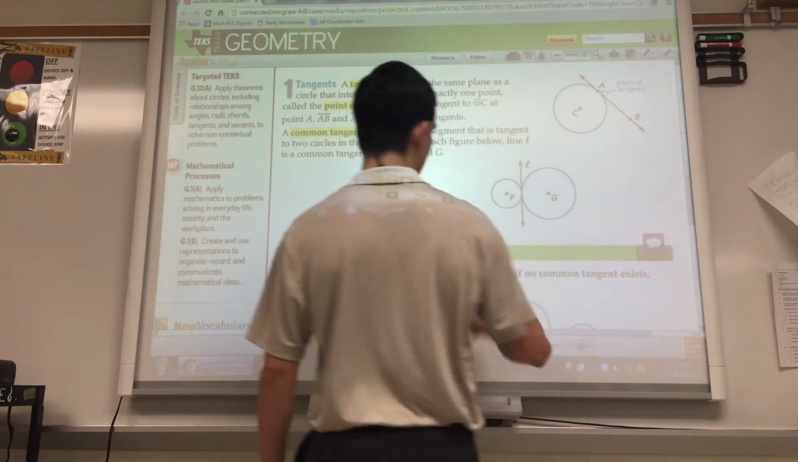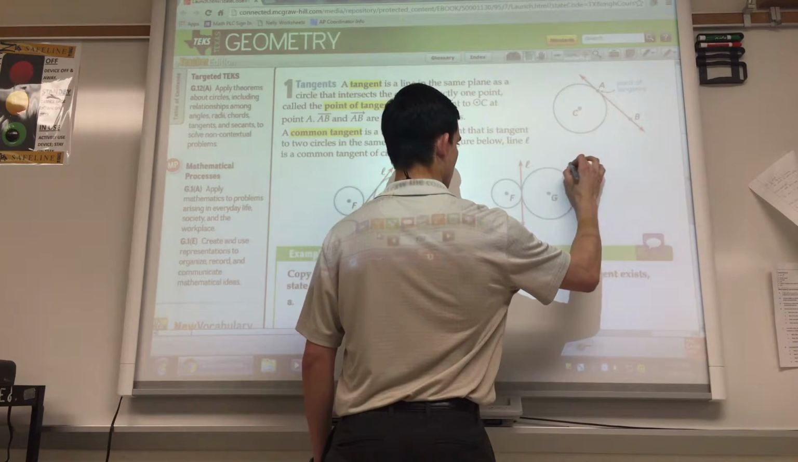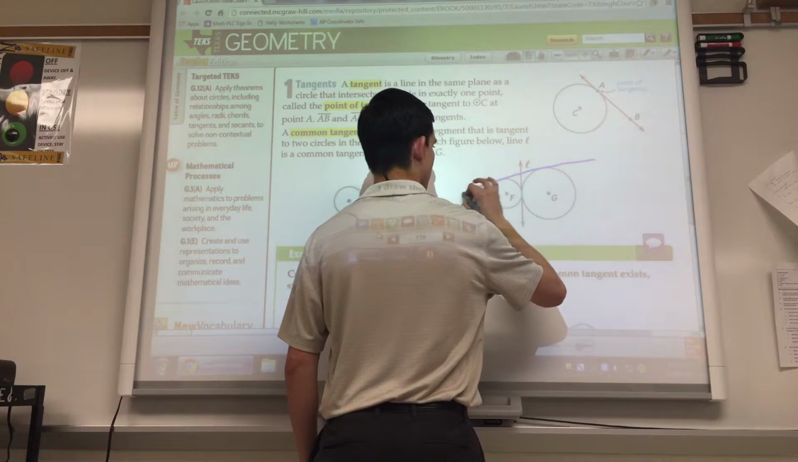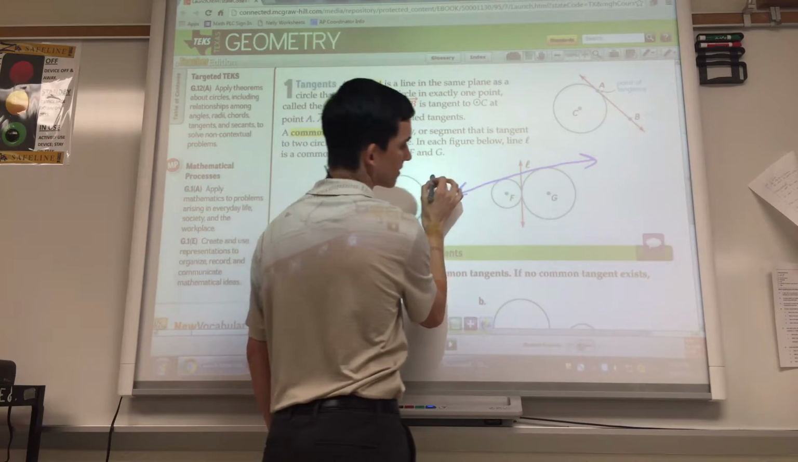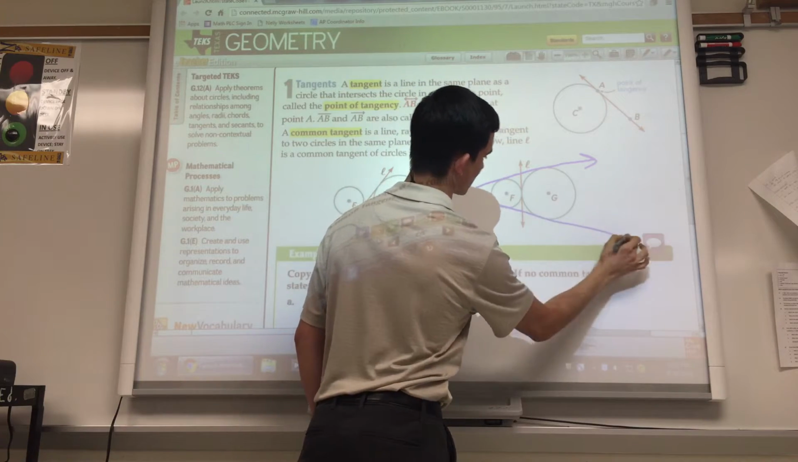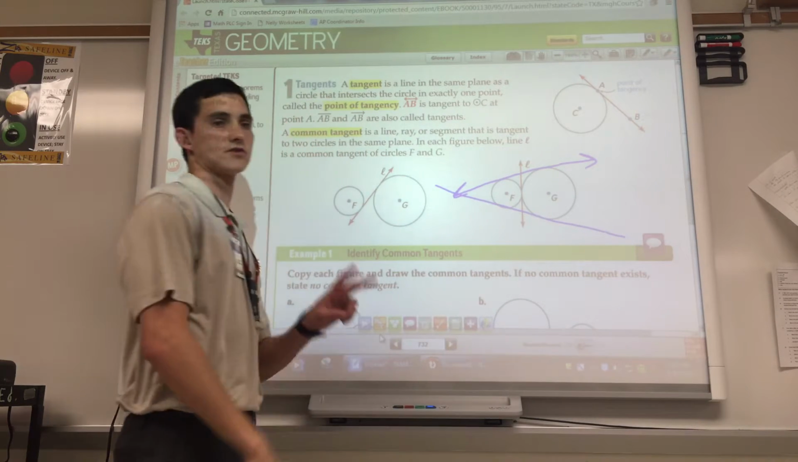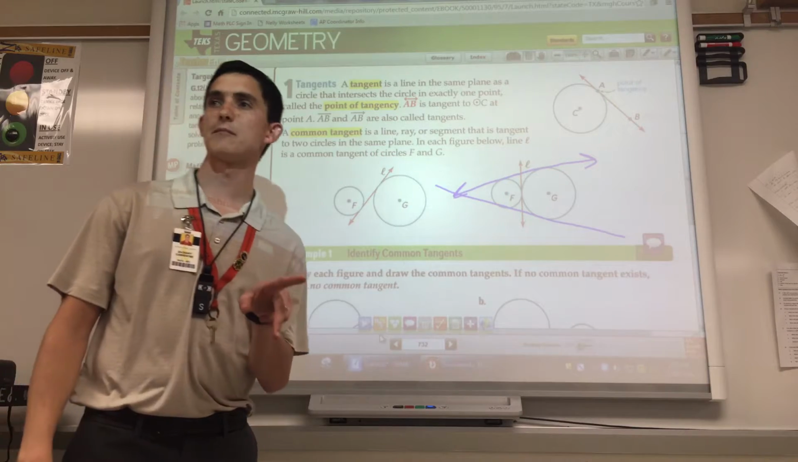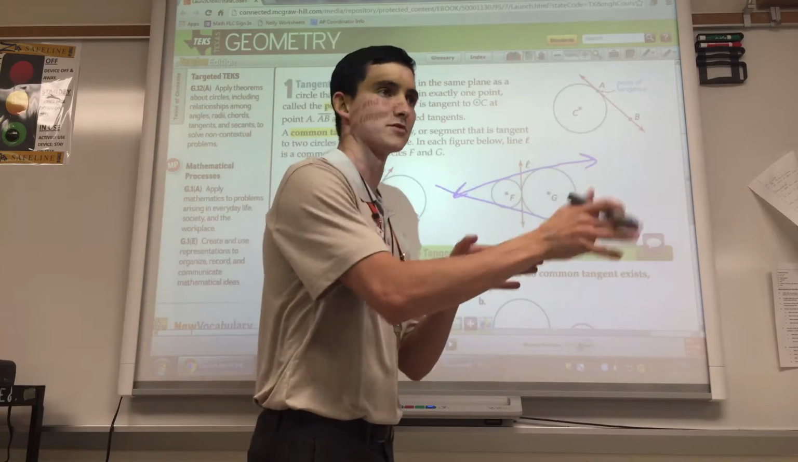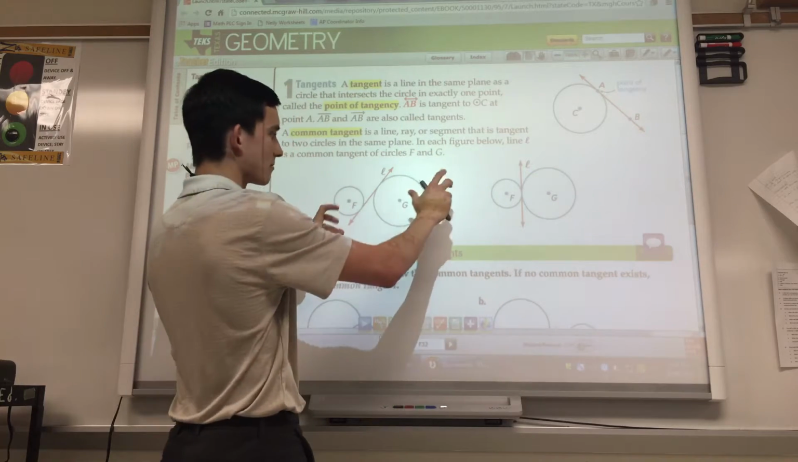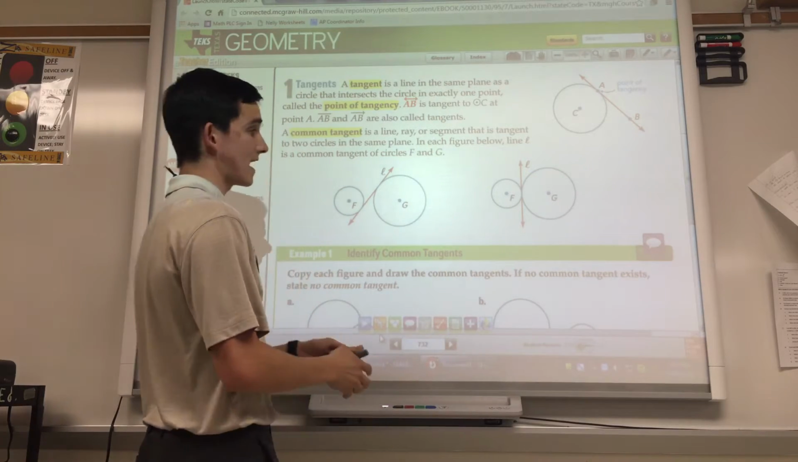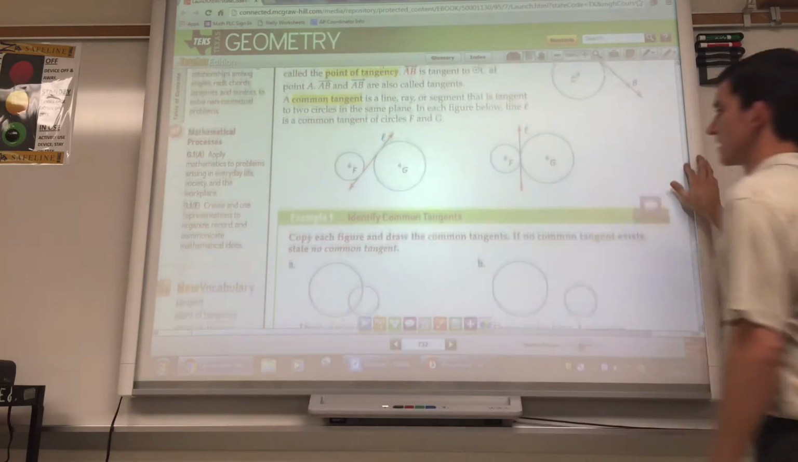Here would be a common tangent, if I can draw it perfectly like that, and it hits one spot, or the other way, and it hits one spot. Those are two more tangents, and they're common tangents because they run tangent to both circles. Honestly, I don't know if we're even going to talk about this concept of common tangency. I don't think it's a big topic.